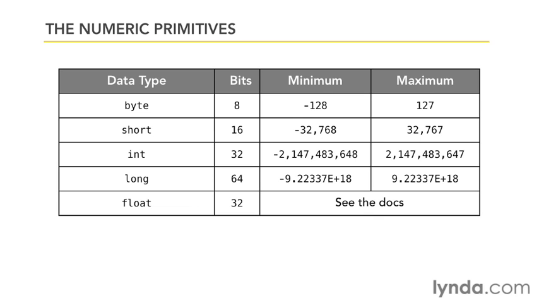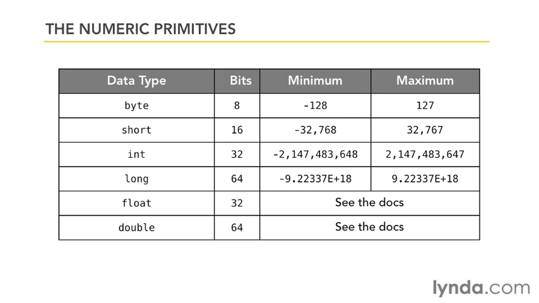Then there are two primitives that can represent floating values. The float takes 32 bits and the double takes 64 bits. You'll see developers represent currency values frequently with doubles, but as I'll explain later, typically you'll want to use a special class called BigDecimal for that sort of purpose.